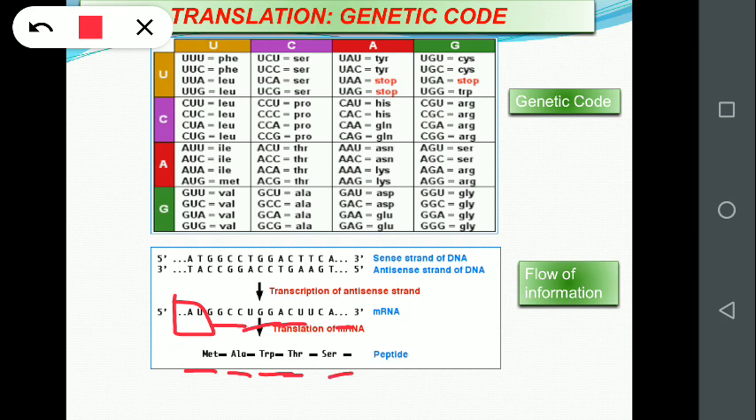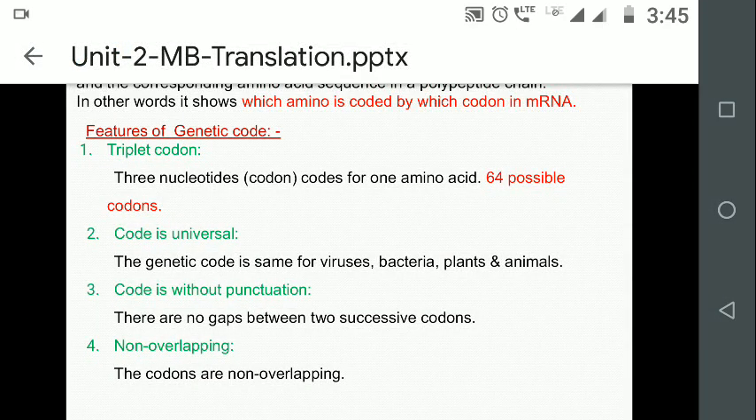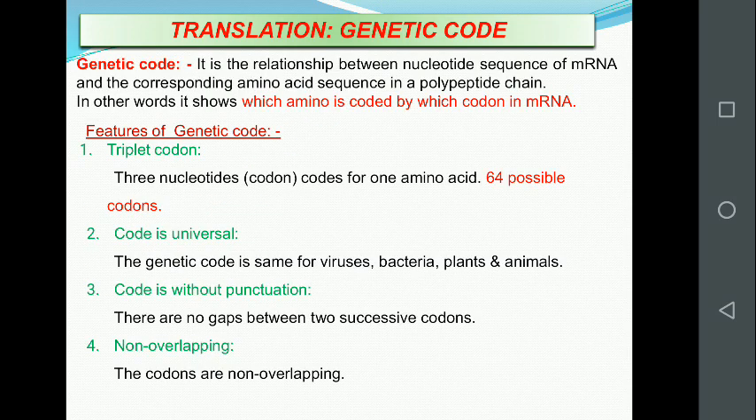So in this way there are no gaps between two successive codons, and this is a universal code, and AUG is the start codon, and each three nucleotides acts as a codon or code word. Okay, so these are the features of the genetic code. So far we have learned the definition of genetic code. It is simply the relationship between the nucleotide sequence of mRNA and its corresponding amino acid sequence in a polypeptide chain, or in simple words, which amino acid is coded by which codon in mRNA.